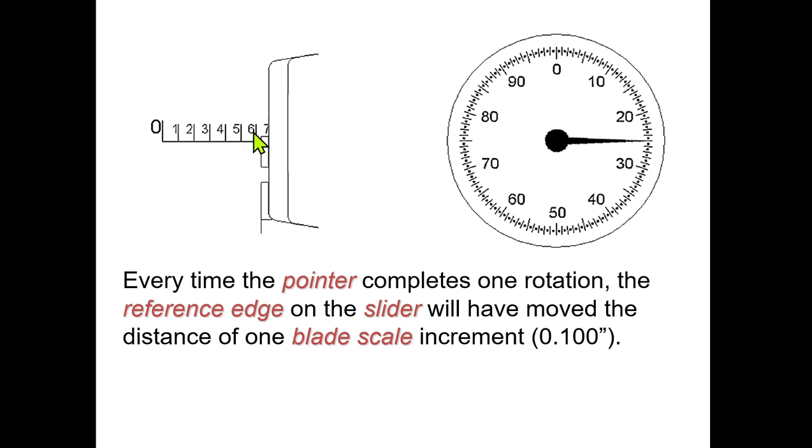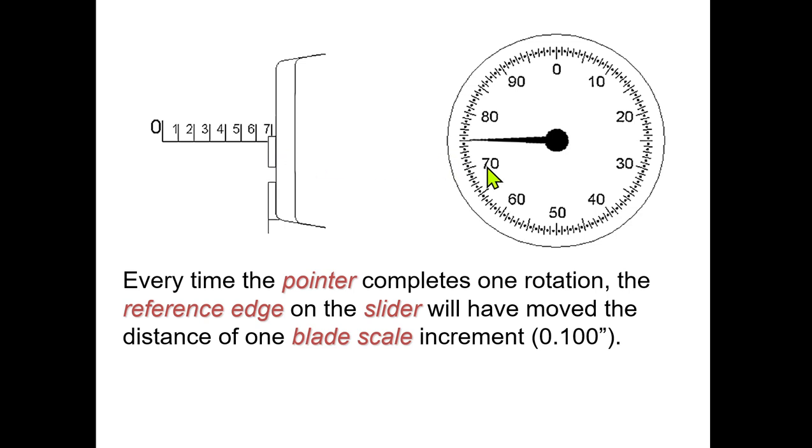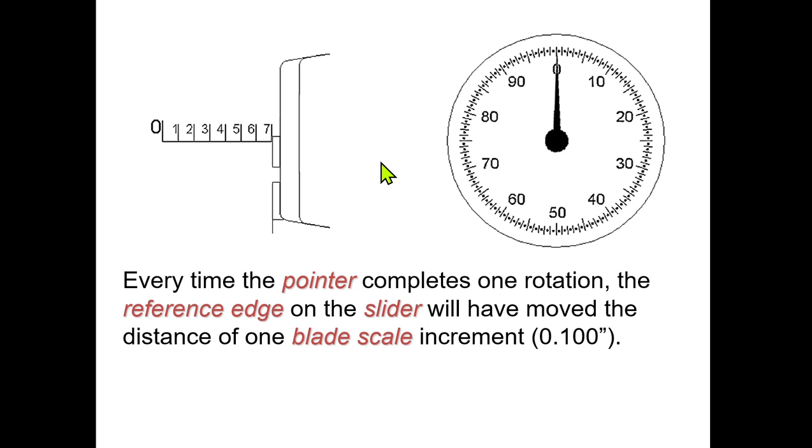So here's 600 thousandths and 25 thousandths past the 6. So that would be 625 thousandths. And I move it a little bit farther, and I've got 650 thousandths. Move it again, reference edge is past the 6, so it's 675 thousandths. And finally, I'm lined up with the 7 on my reference edge, and my dial is reading 0, so that's 700 thousandths of an inch, or 0.700.